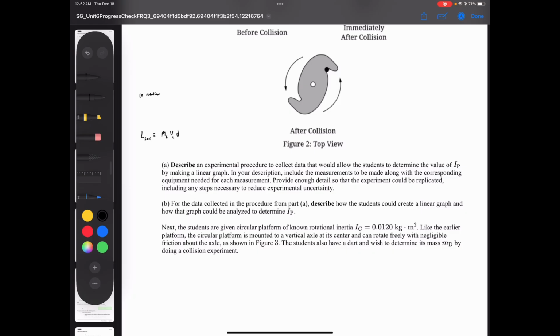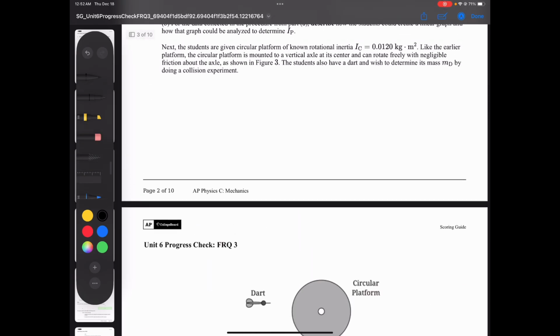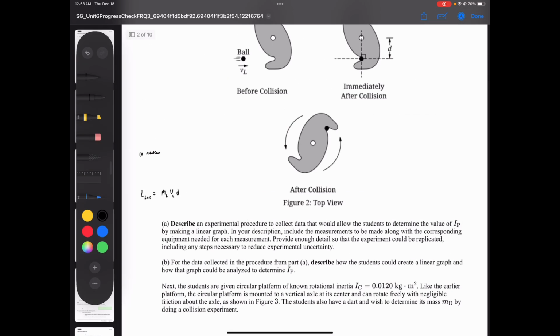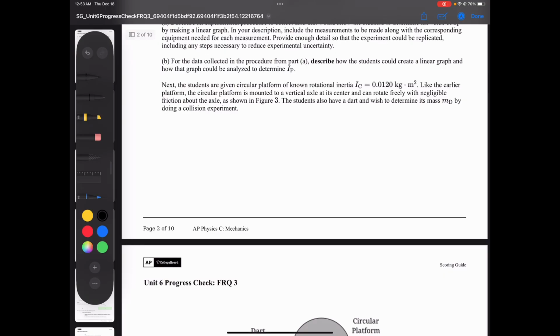And then from that, you can figure out the moment of inertia of the platform, which is what we'll be doing for part B. So how would the students create a linear graph, and how would that graph be analyzed to determine the moment of inertia of the platform? Well, here I'll write out the whole thing. You don't need to do this whole process, but I think it's helpful in terms of experimental design. So let's just go through what the equations are going to be.